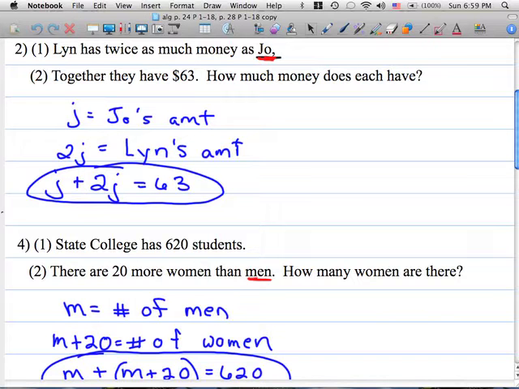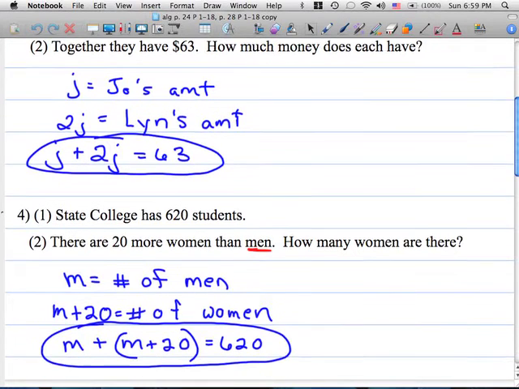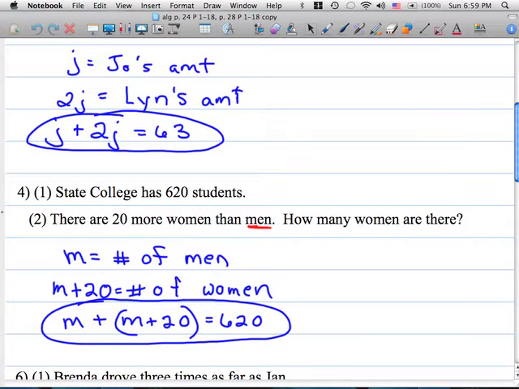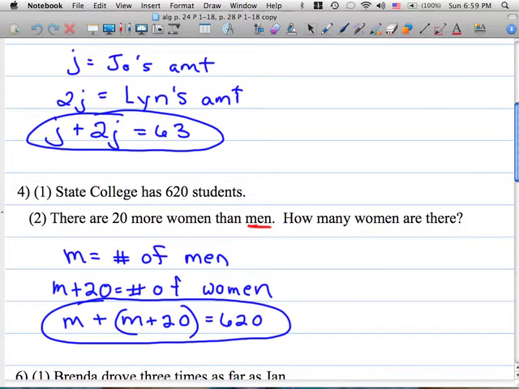Problem number 4. First statement says State College has 620 students. Second statement, there are 20 more women than men. Men is the last thing mentioned, so I'm going to let the variable represent that. So M equals the number of men, and it said there were 20 more women, so M plus 20 equals the number of women. And I know together there are 620 students at State College, so if I take the number of men, M, add it to the number of women, M plus 20, it should equal 620. I put parentheses around M plus 20 just to clarify it was the number of women. You don't have to have the parentheses there.